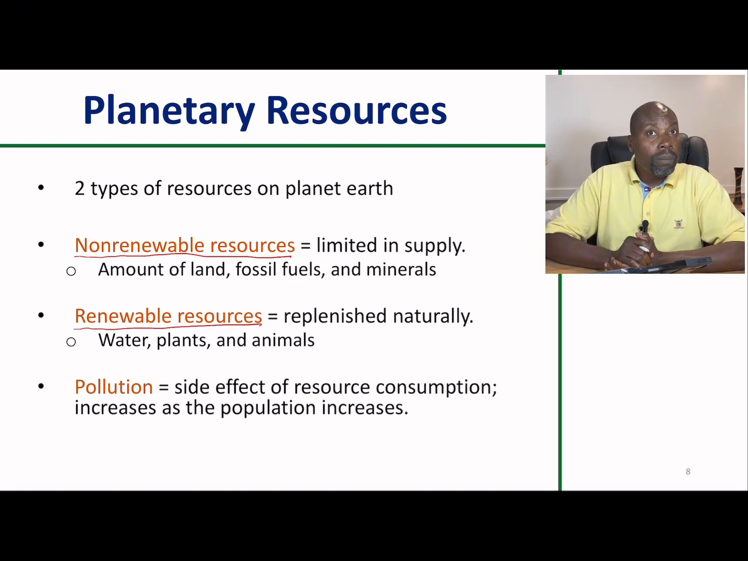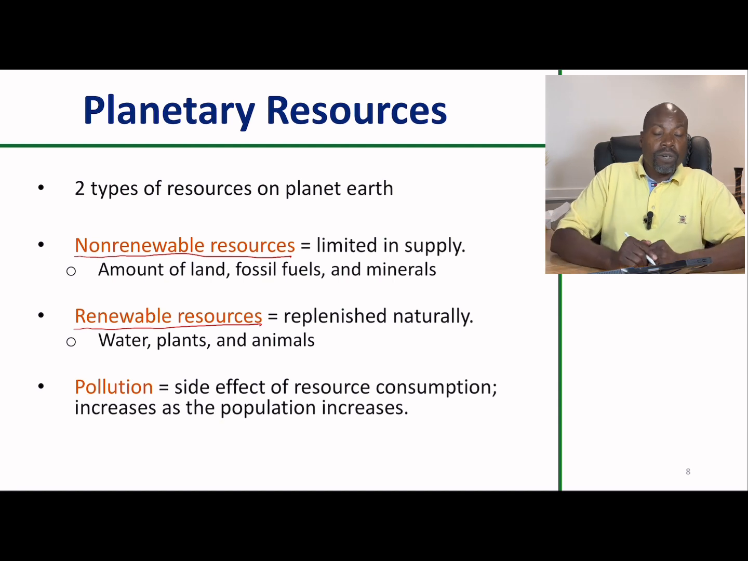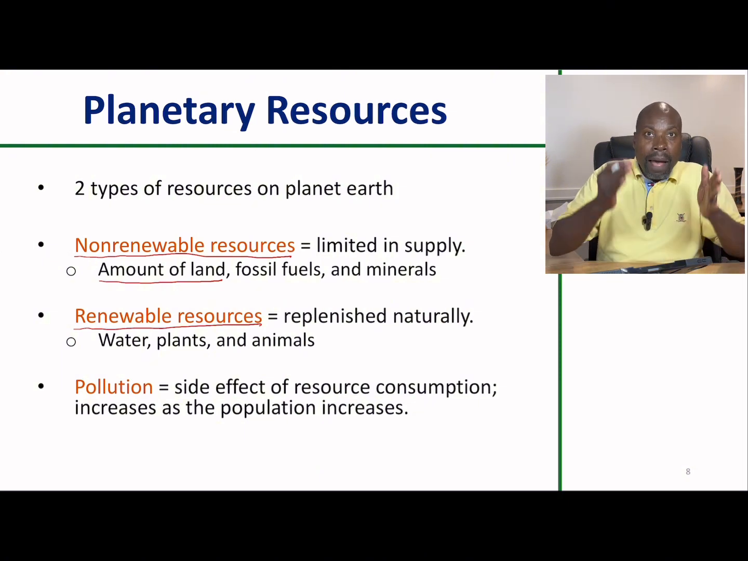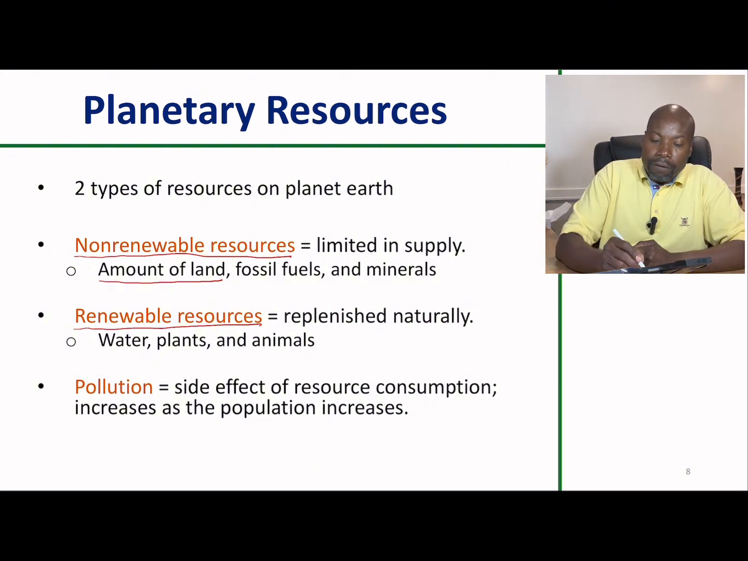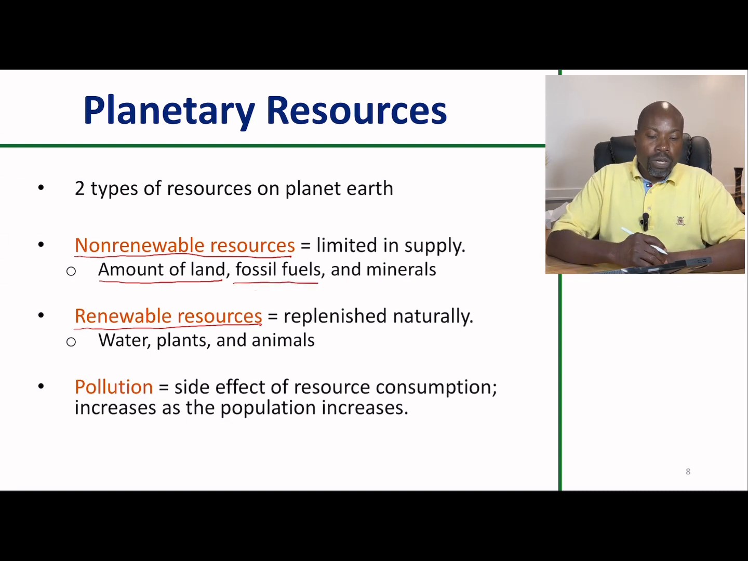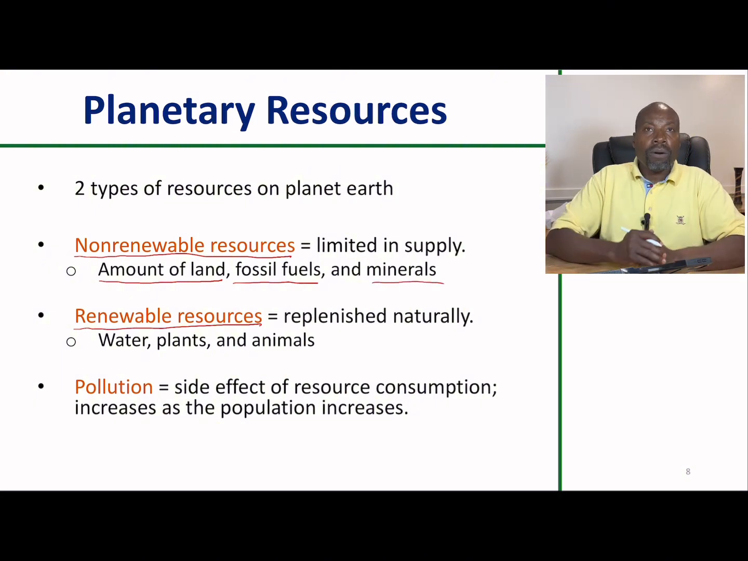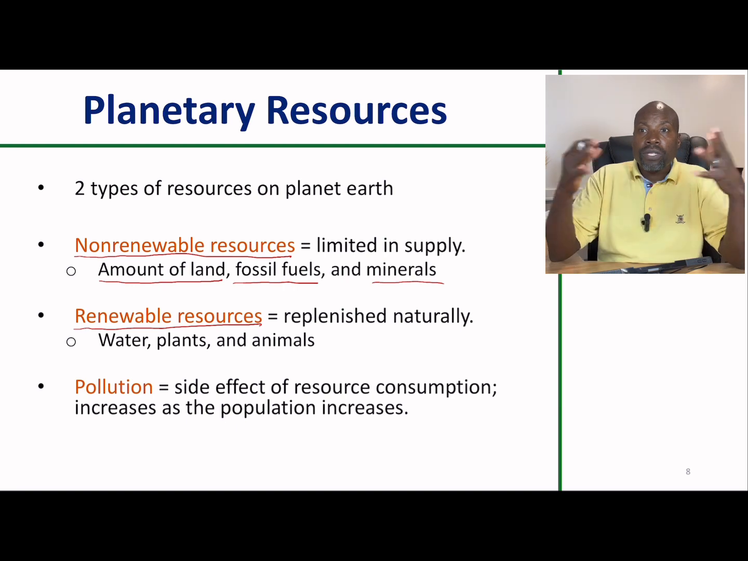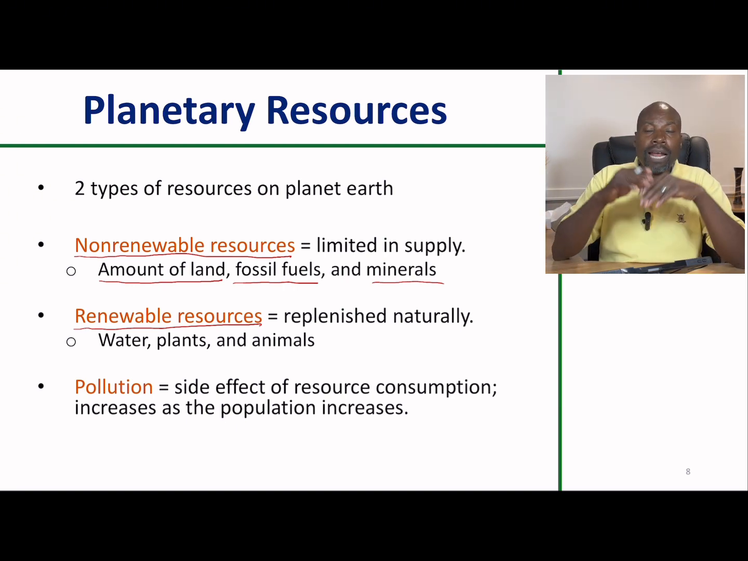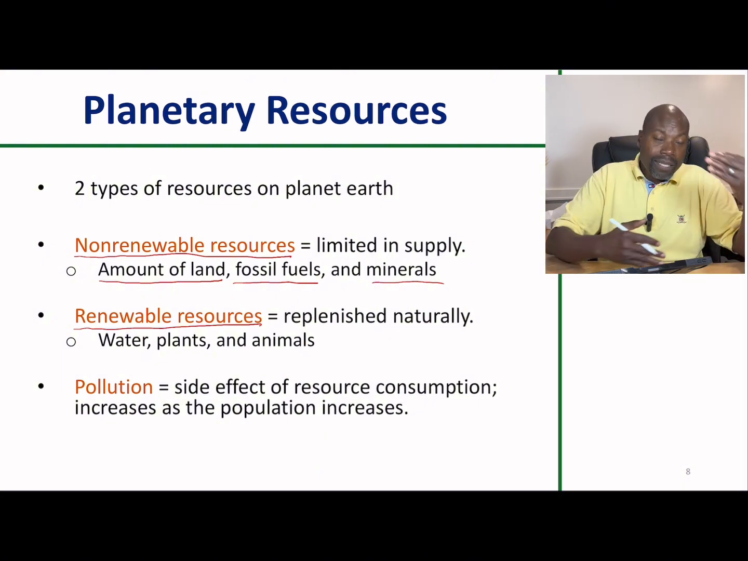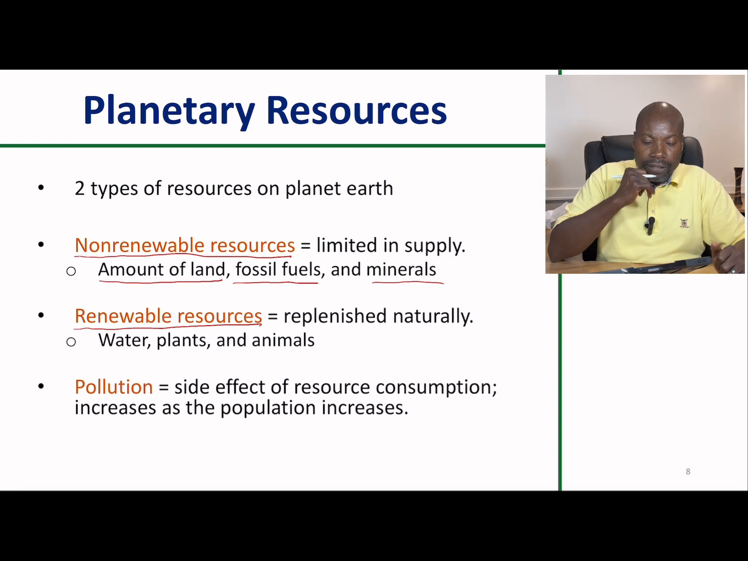When we talk about non-renewable resources, we mean, for instance, the amount of land. You cannot make it up, right? You have a certain amount of land, that's it. Fossil fuel is another non-renewable resource. You have so much oil, so much natural gas underground. And minerals, you have so much mineral available in the reservoir. You have so much water available, even though water can be cycled, right? But let me close that parenthesis.